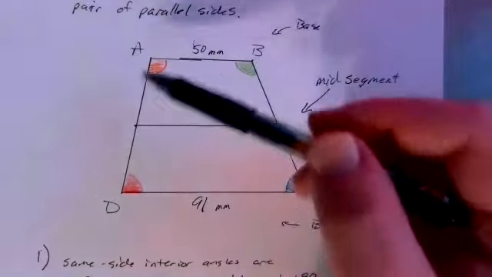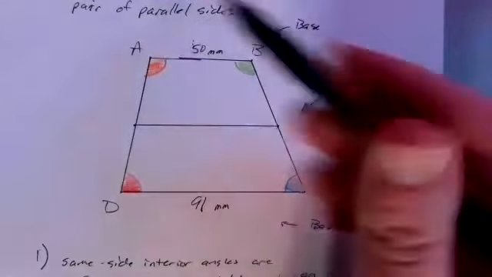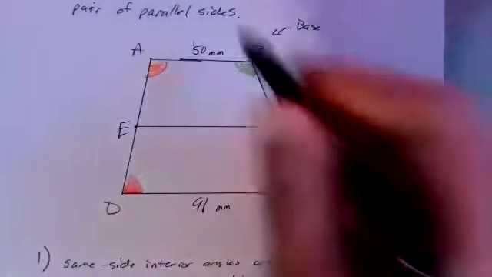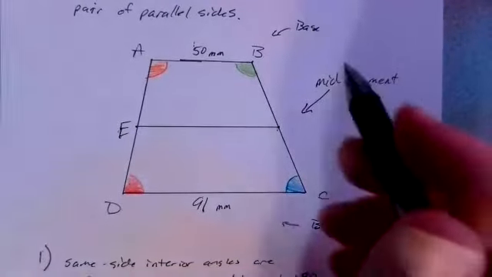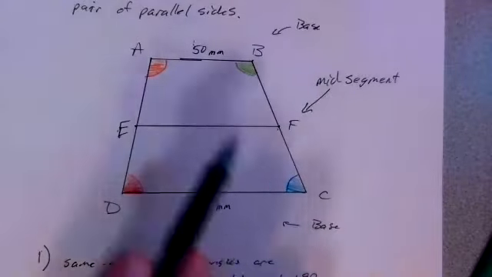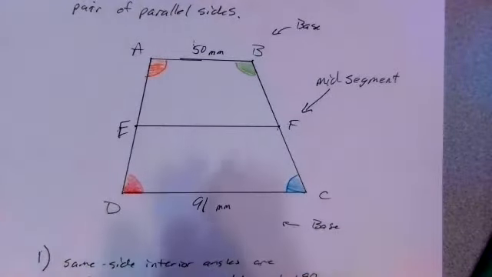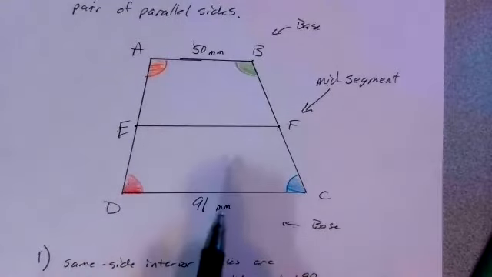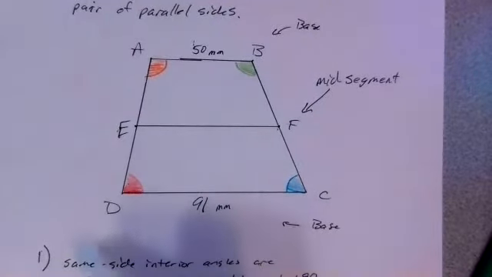Now, the mid-segment is found by the midpoint of A to D, let's call it E, and the midpoint of B to C, let's call it F. What do you think the distance is of that mid-segment? We measured AB to be 50, DC to be 91. Pause right now, try and figure out what it is, and then come back and tell me if we got it correct.